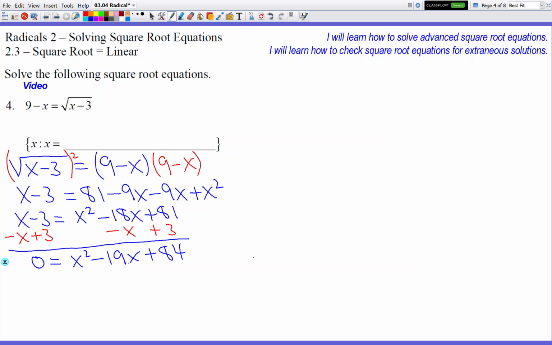Okay, so is this going to be a perfect square also? Not perfect square, but factorable also. Yeah, I think it is. It's going to be 12 and 7. Yeah, it is. Cool. Awesome. So I think I might have space.